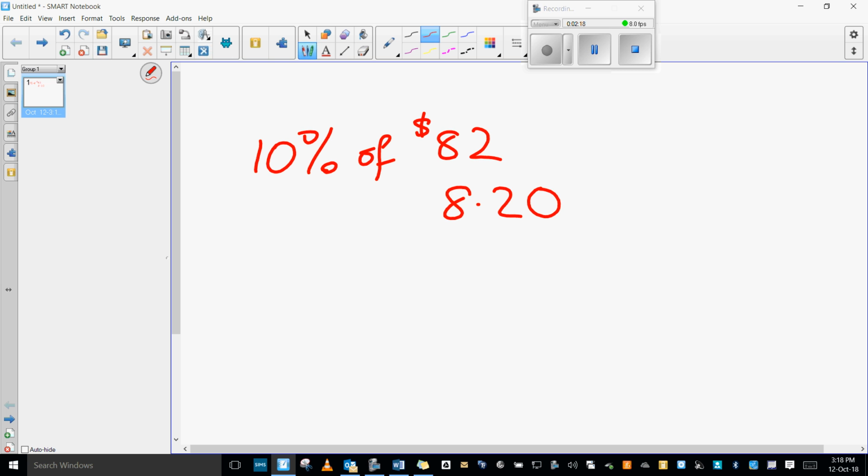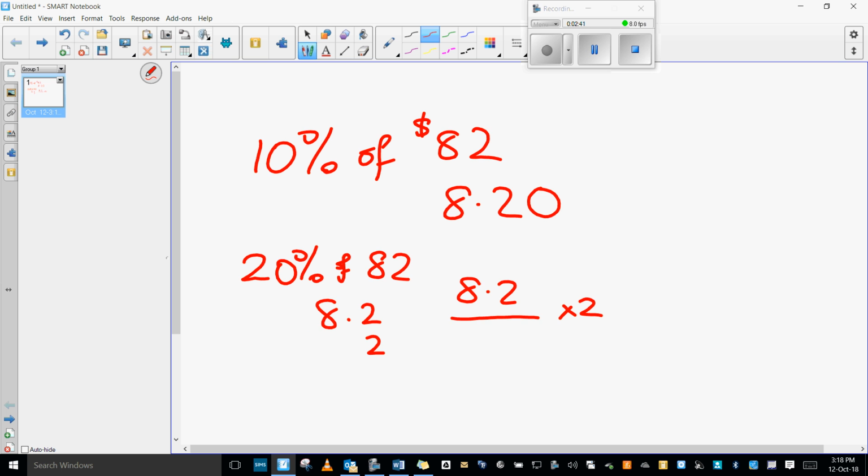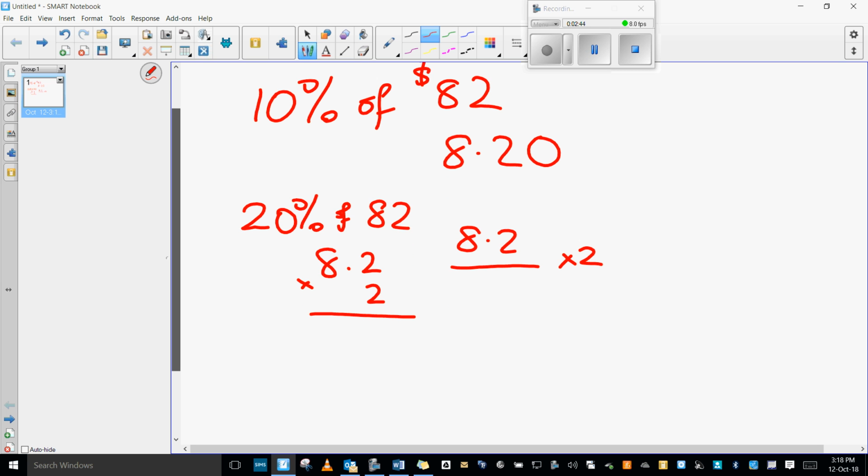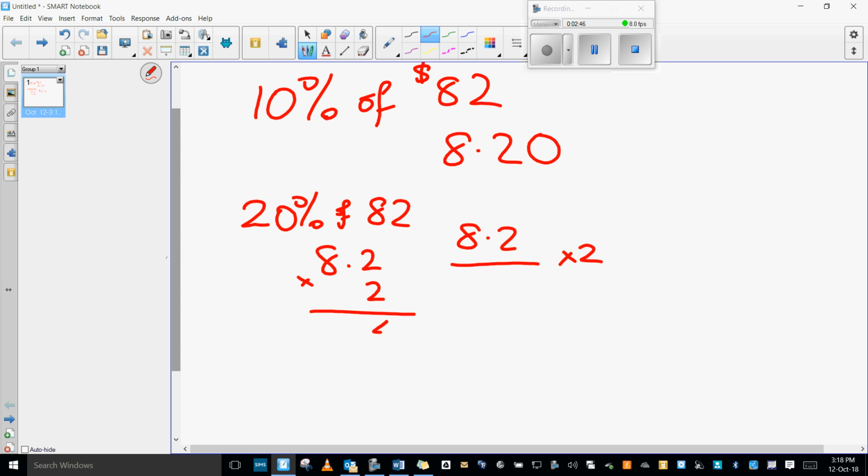What if I wanted 20% of 82? What are we going to do for 20%, Georgie? You find 10% and then 20. Yes, you find 10%, which we know is 8.2, and then we multiply that by 2. So we need to make sure that we can multiply numbers by 2. 8.2 multiplied by 2: 2 multiplied by 2 is 4, 2 multiplied by 8 is 16, and it's going to be 16.4.